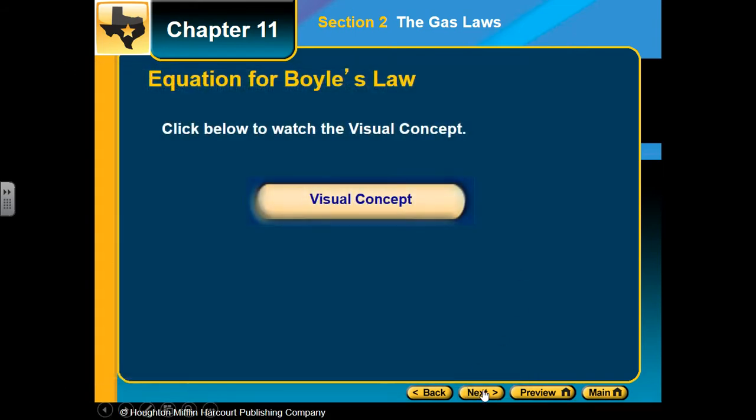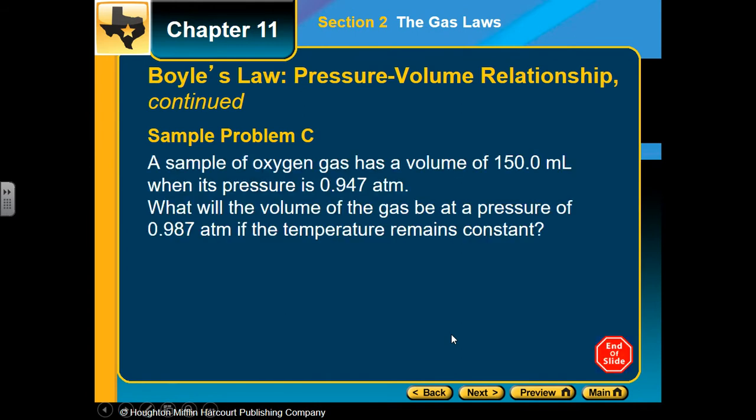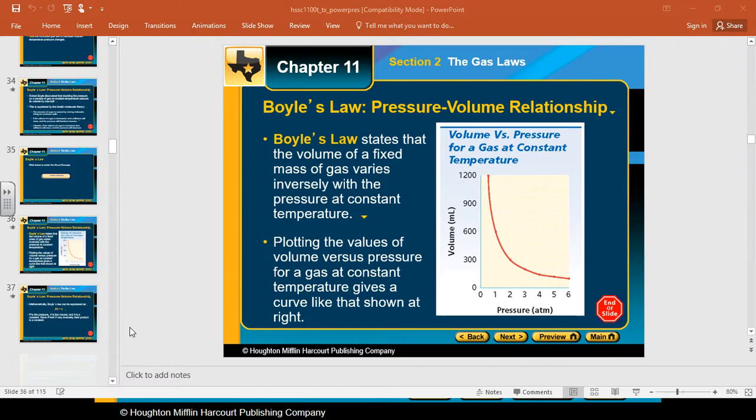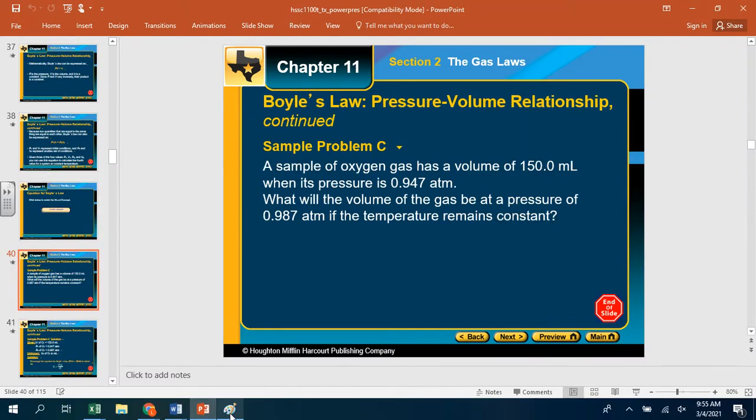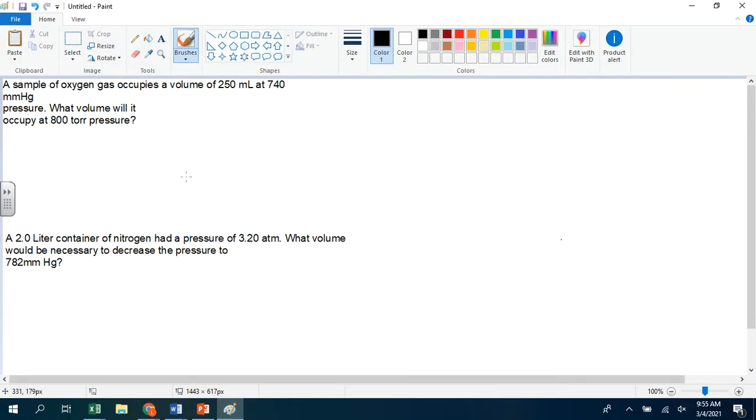Oh, that one's not going to work. Okay. Instead of doing this one, I'm going to make it easier on me. We're going to do a couple on the paint tablet so that I can more easily show you these examples. So remember, Boyle's law is going to be PV equals PV. Okay, 1, 1, 2, 2.